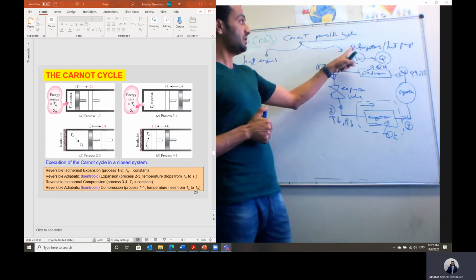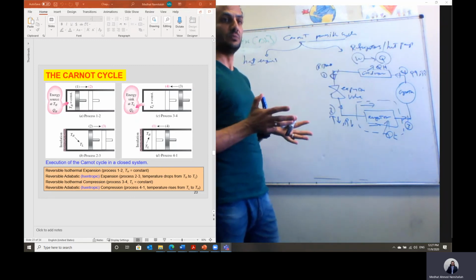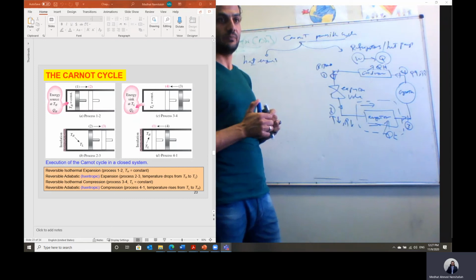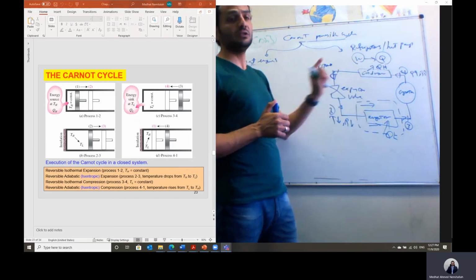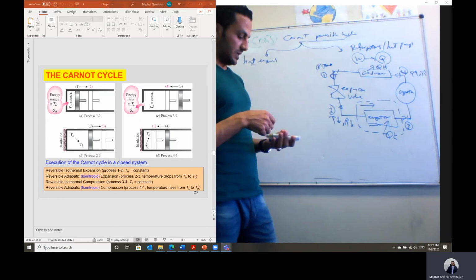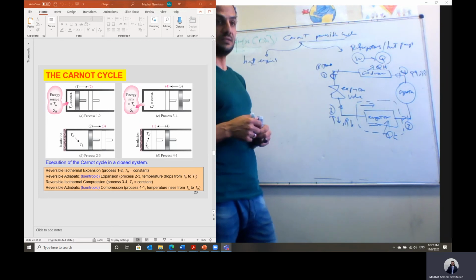So the difference between refrigeration and heat pump is what we need from the system, but it is the same system. In the air conditioning system, we need Q low. If we need a heat pump, then we need Q high in this case. So let's consider the Carnot cycle in this case.